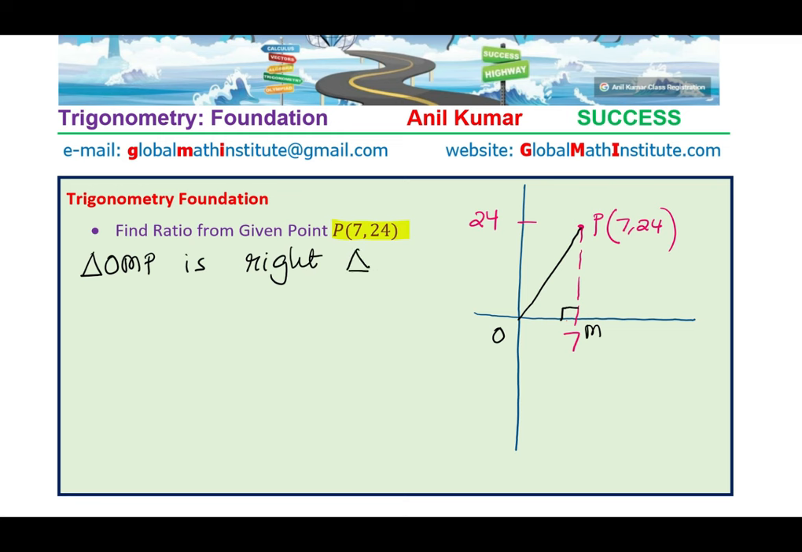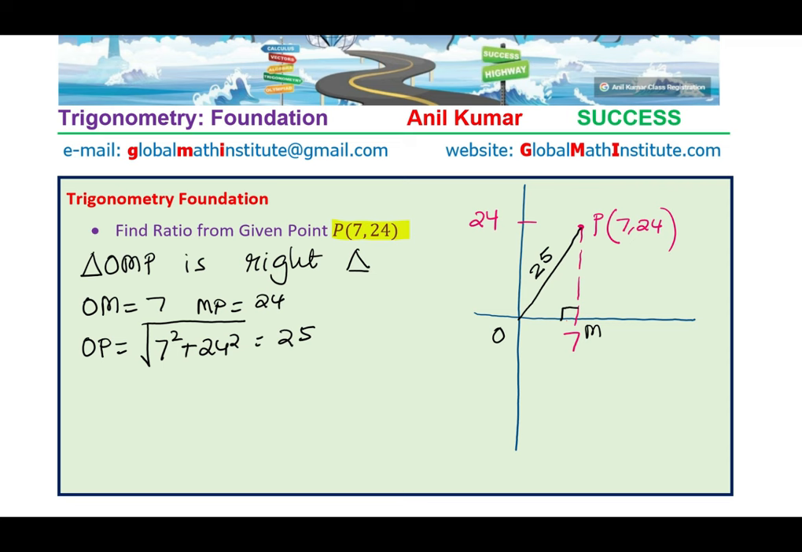In which, what is OM? OM is equal to 7 and MP is equal to 24. We can find OP also, right? So OP will be square root of 7 squared plus 24 squared. You can use the calculator and find this value. It is a special triangle with integer values, hypotenuse being 25. So we know that this side, as calculated, will be 25.